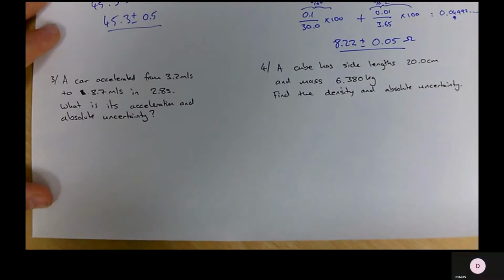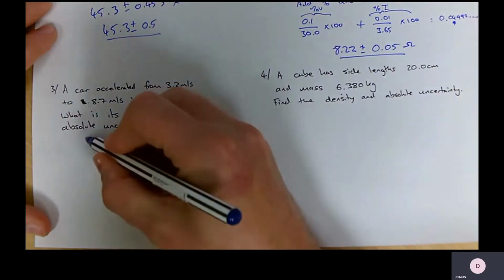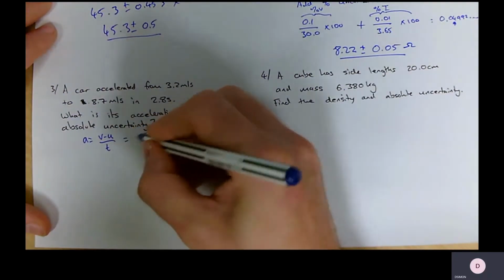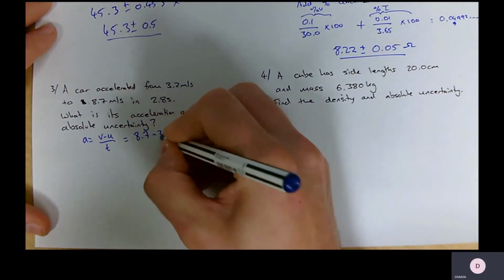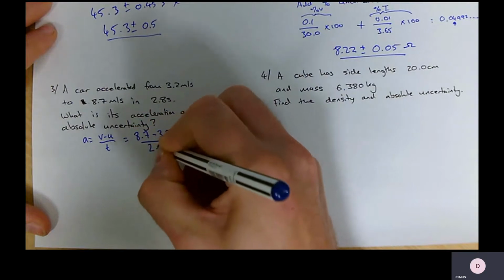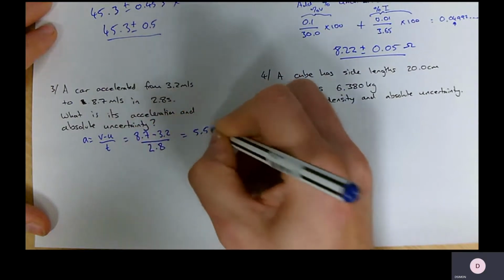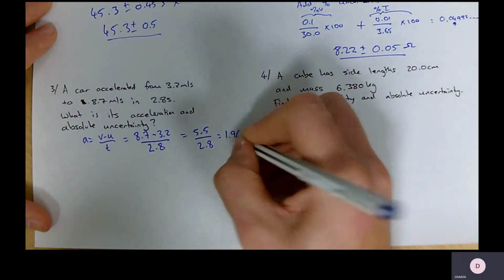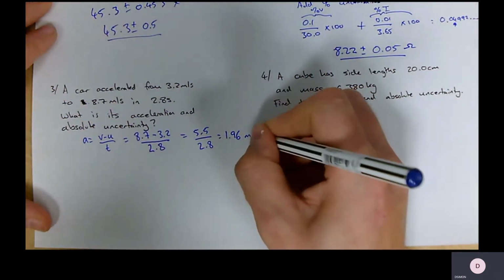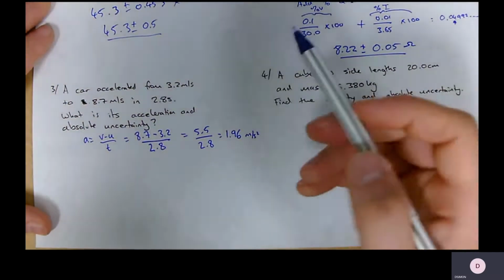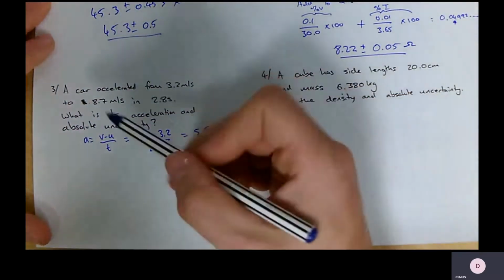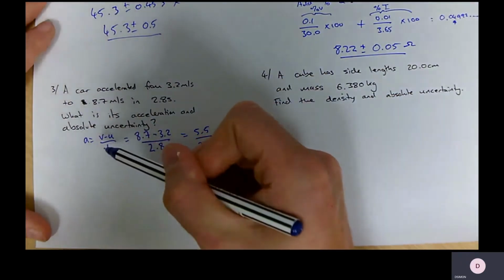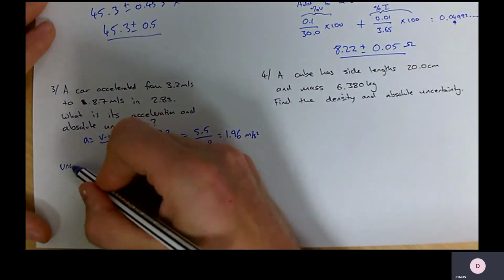Question 3 is asking us to work out the acceleration. So we know that acceleration is change in velocity over time. So I can work out my actual value for acceleration by just plugging in these numbers, which is obviously 5.5 over 2.8, which gives us 1.96 meters per second squared. Now my uncertainty, I've got 2 things that I need to do. I have to recognize that I have something minus something, and I have to recognize that I have that divided by something.